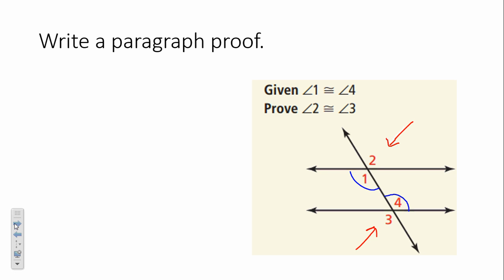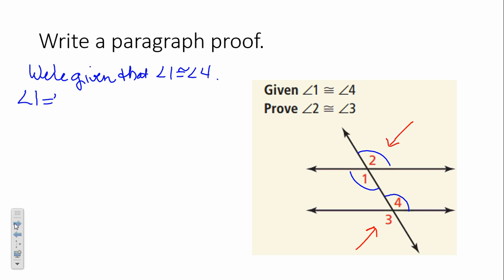We're given angle 1 is congruent to angle 4. So what's the first step in every paragraph, flowchart, and 2-column proof? Given, right? So we're given that angle 1 is congruent to angle 4. Just writing a narrative here. Well, let's work with that. 1 is also congruent to what? Angle 2. Why? Good job, Piper. Vertical angles are congruent. So angle 1 is congruent to angle 2 by vertical angle theorem.